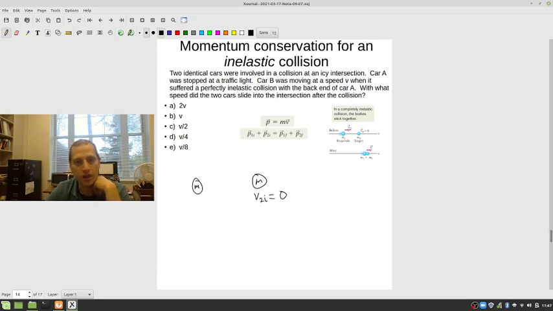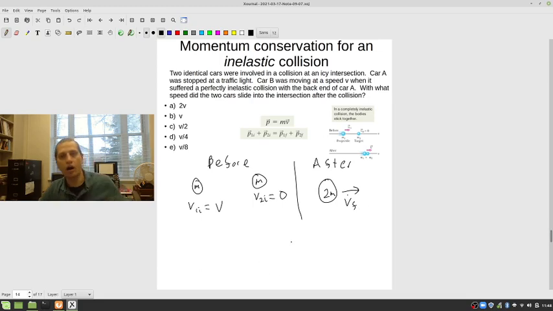So it starts out going at some speed V1 initial equals V. And then afterwards they stick together. So here's our before, here's our after. Now we have 2m, because m and m have stuck together. So our total mass is 2m, and it's going forward at some V final.